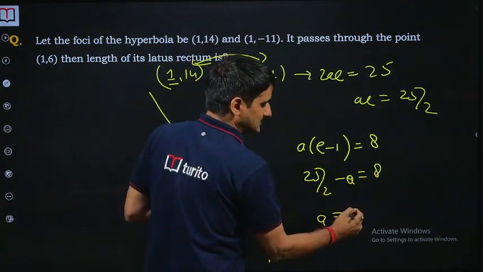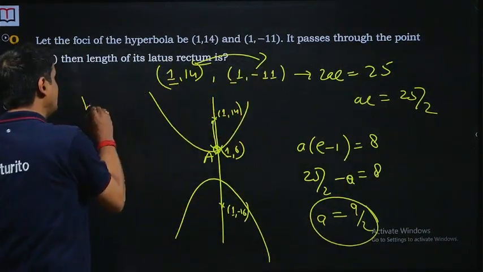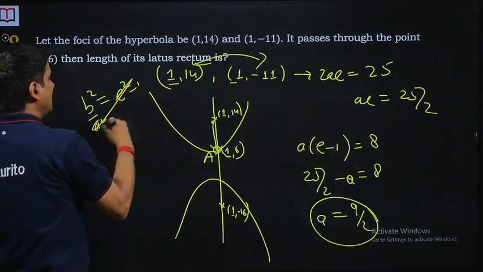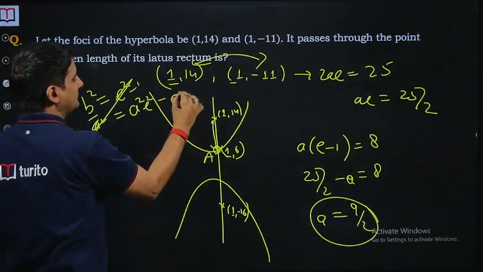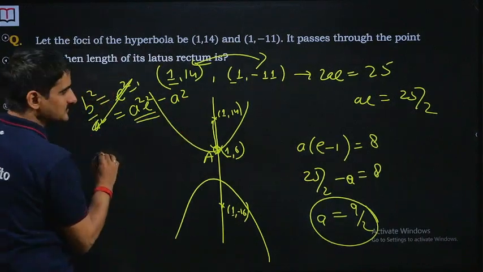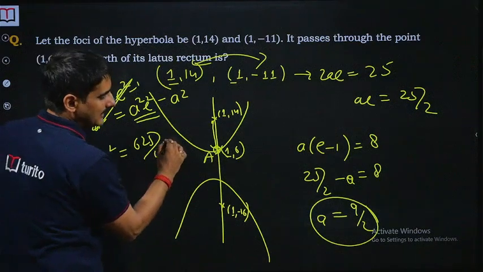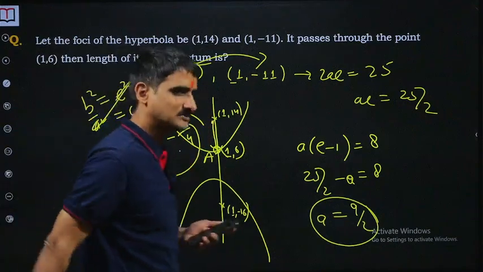So a is 9 by 2. You got a. And then you put the value in b square by a square is equal to e square minus 1, or b square is equal to a square e square minus a square. That's it. We have this. So b square is 625 by 4 if I'm not wrong, minus 81 by 4, and then you do it and we get it, bacho.